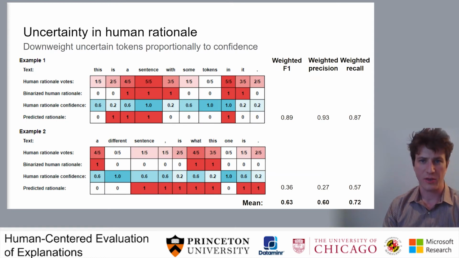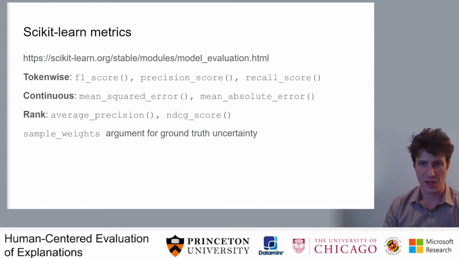Finally, in cases with multiple human explanation annotators, there is going to be a certain amount of uncertainty associated with each human rationale. One way to deal with this is to simply weight each human rationale token by how close it was to being unanimous, and then apply this weight to whatever token-wise metrics you happen to be using. All of the metrics discussed above are available in the scikit-learn metrics module, and almost all of them have a sample weights optional argument for dealing with uncertainty in the ground truth.